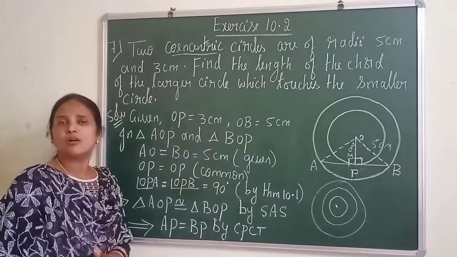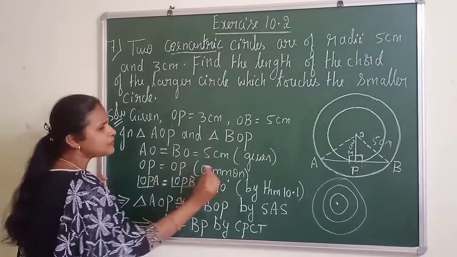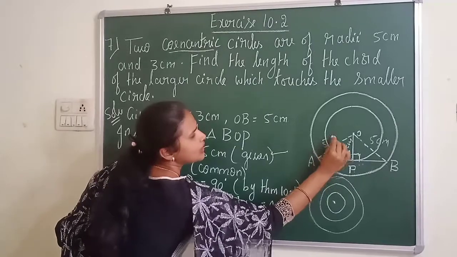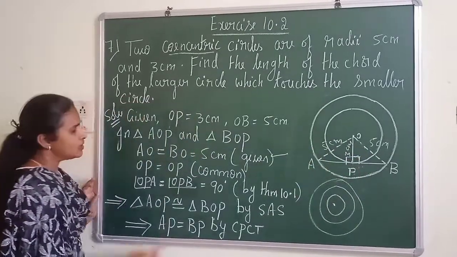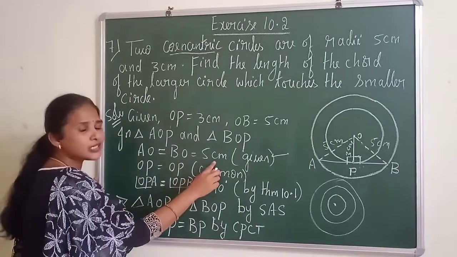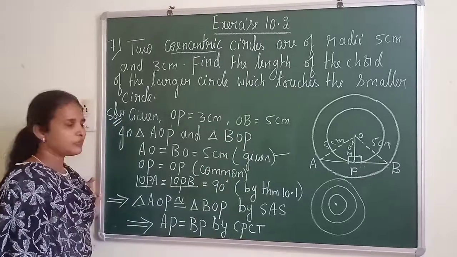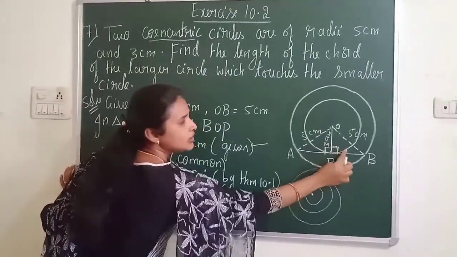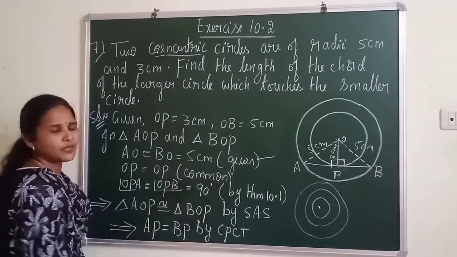To prove congruence, we need three matching pairs. Just look at the diagram. The first matching pair you can see is AO equals BO, because both are radii of the bigger circle, and he has given that it is 5 cm. So AO equals BO, which is 5 cm. This is one matching pair we got. And in the middle, you can see OP is common to both the triangles. So this becomes the second matching pair.